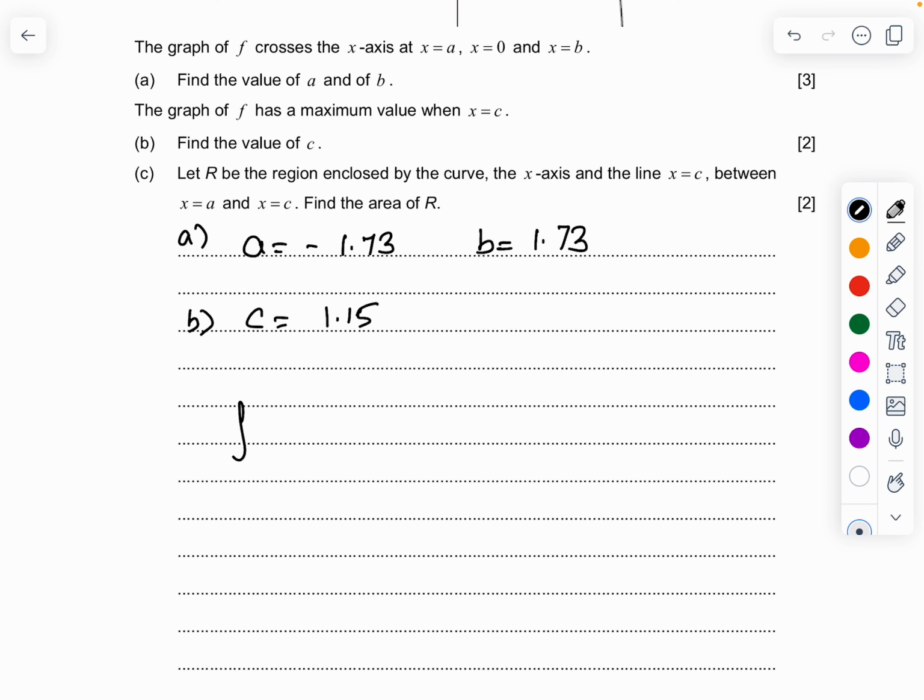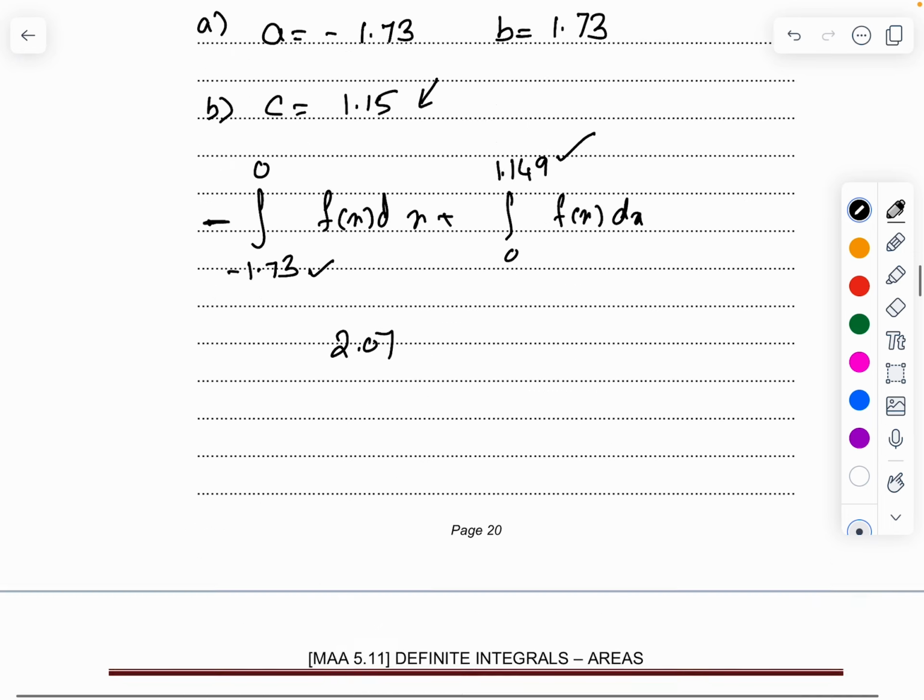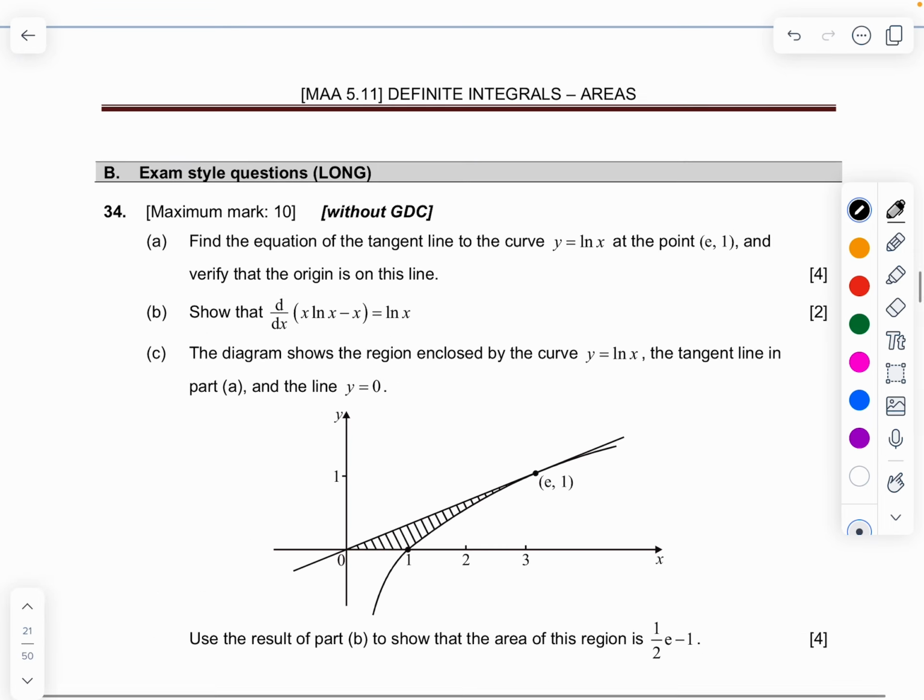So from minus 1.73 to 0, it is a negative area, so negative integral of f of x dx. And from 0 to 1.149, you should not take 3 significant figures, you should take the full calculator display, then integral of f of x dx. Simplify that, you should get 2.07. Now, question number 34.